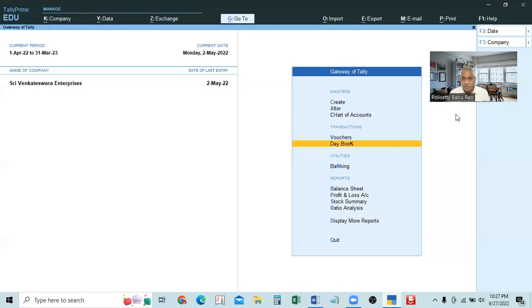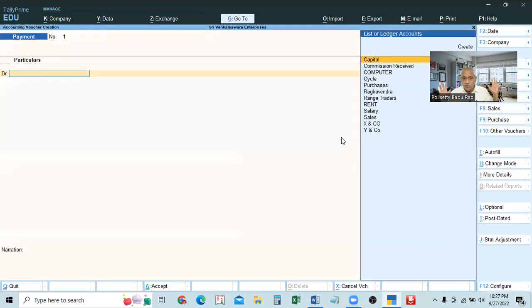And I told you already, every option will have one capital letter highlighted in blue color. That is the key for that voucher. If you simply click that alphabet, that key, then that voucher will open. Now, our first one is, we'll go to transactions, vouchers, to record the transactions.